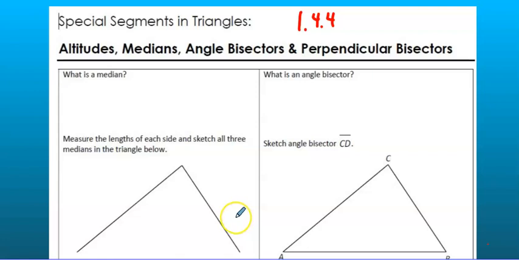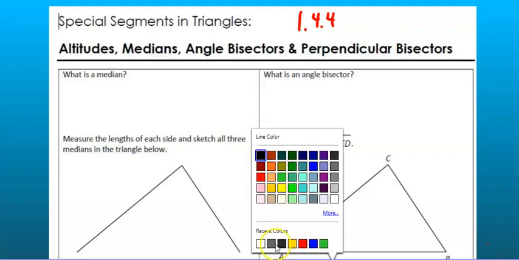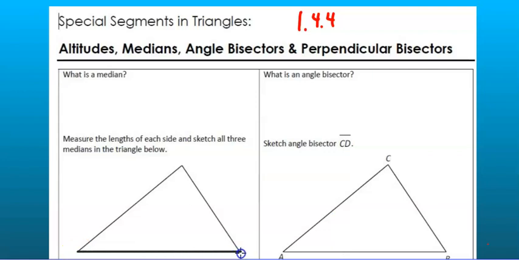We're going to talk about special segments in triangles, and 3 of these special segments go from the vertex to the opposite side. I think there's supposed to be a line right there. I'm going to draw a line to complete that triangle real quick. Not sure what happened to it. So there we go.